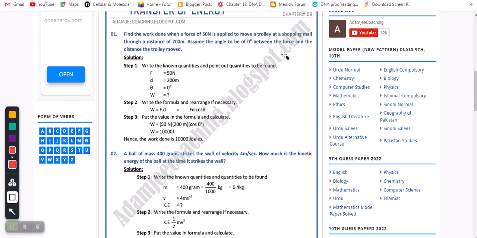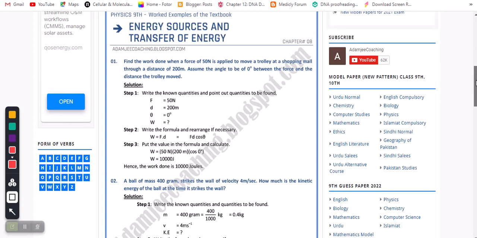Assume the angle theta to be 0 degree, that is the angle between the force and the distance the trolley moved. Here is the solution. We have to make the data first. F is equal to 50 Newton, the value of force. D is equal to 200 meter, that is distance, and the angle is 0 degree. We have to find out the work done.